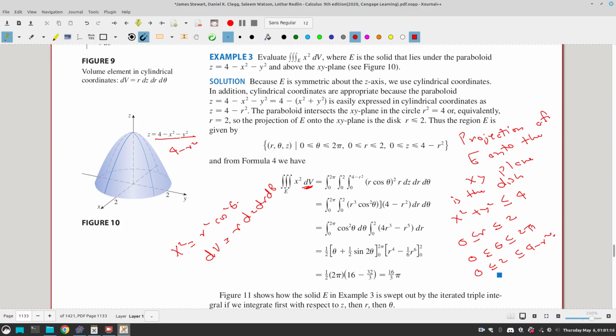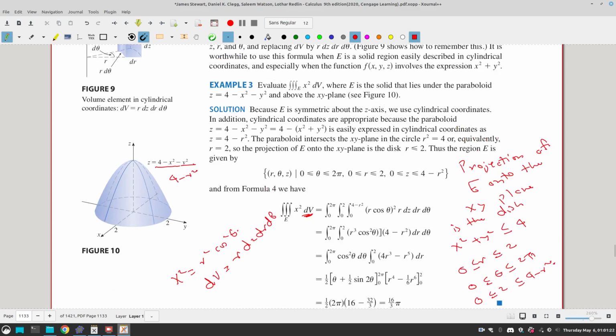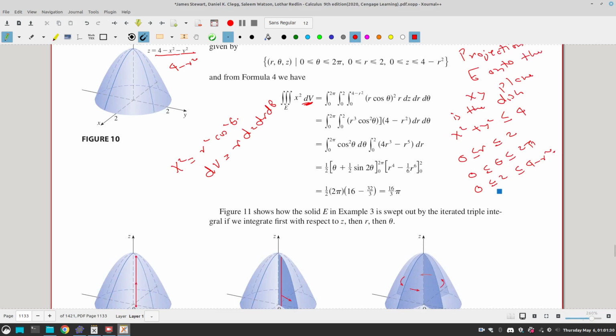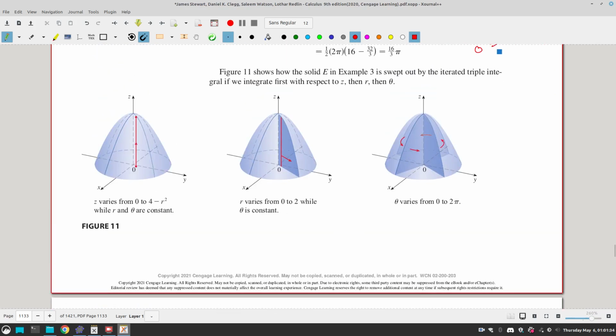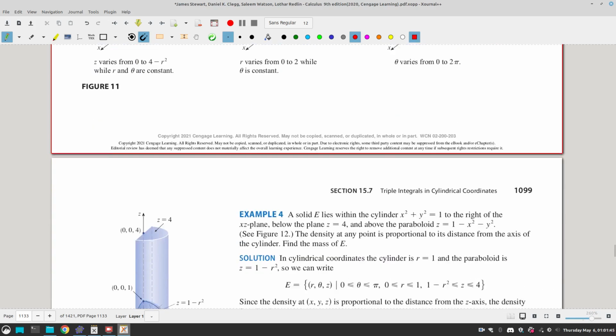And then you carry out the integration, and when you carry out this integration you get 16 by 3 pi. So that gives you the volume underneath this paraboloid and above the xy plane. So this tells you that z varies from 0 to 4 minus r square, where r and theta are constant. r goes from 0 to 2, while theta goes from 0 to twice pi.